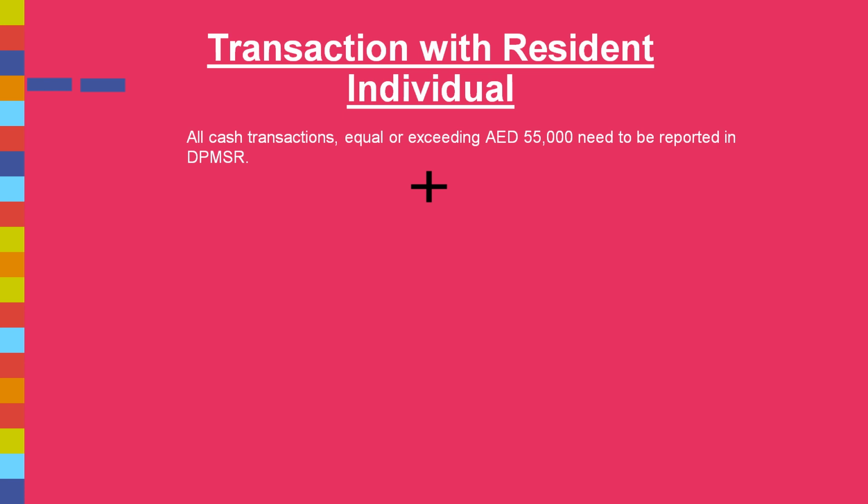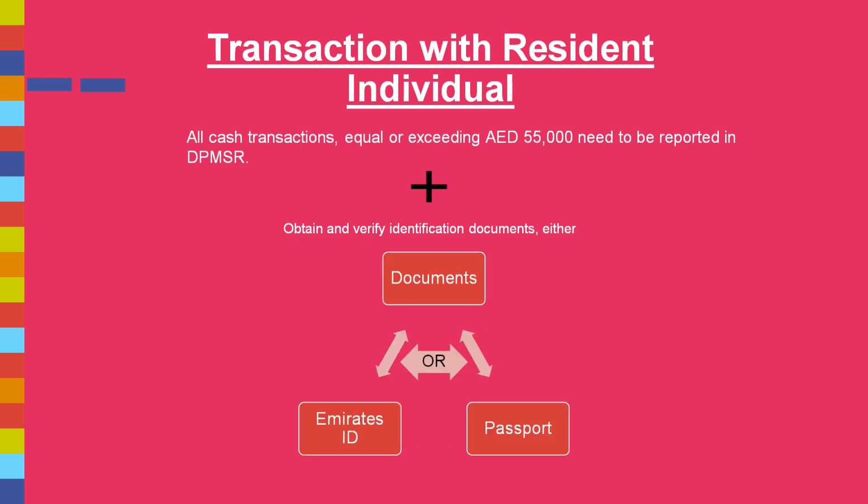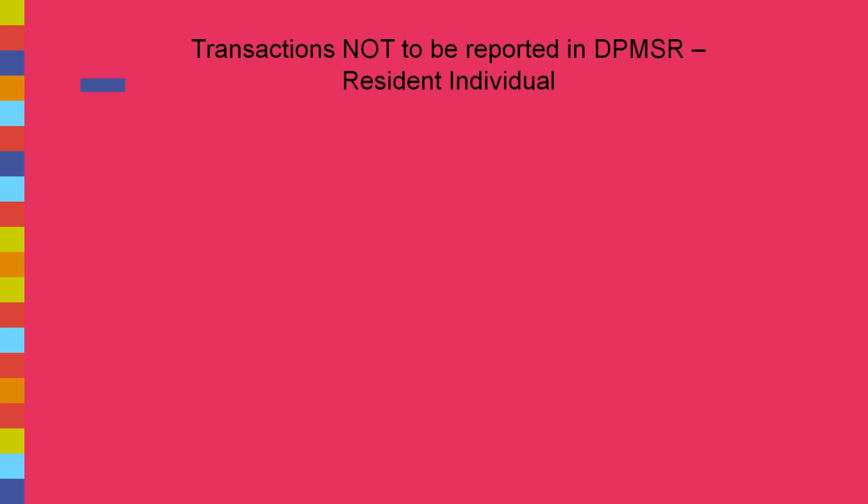In addition to that, obtain and verify identification documents. Now, suppose, let us say Mr. X has done a transaction, let's say for 70,000 AED. So you need to obtain his or her identification document. So what are those documents? The documents have to be either the Emirates ID or the passport. Since we are dealing with a resident individual here, every resident residing in the UAE will have the Emirates ID with them, right? So you need to ask for either their Emirates ID or the passport. Either one is enough actually.